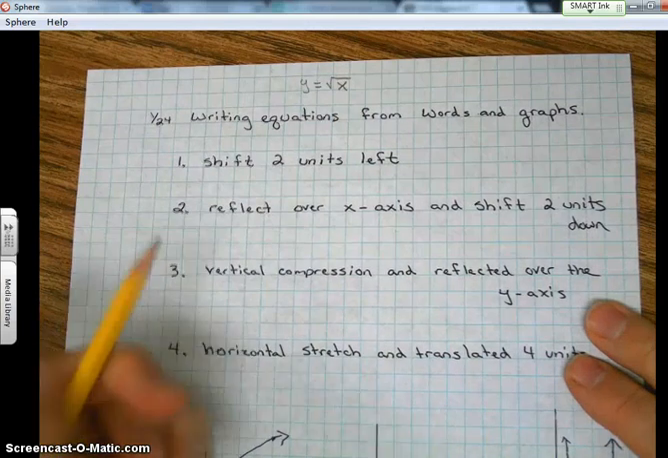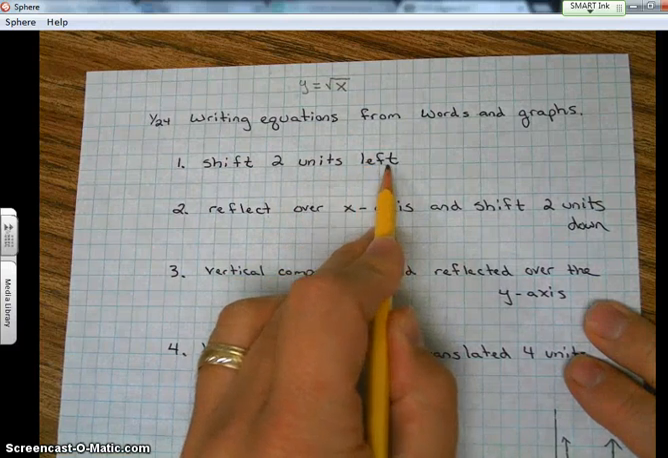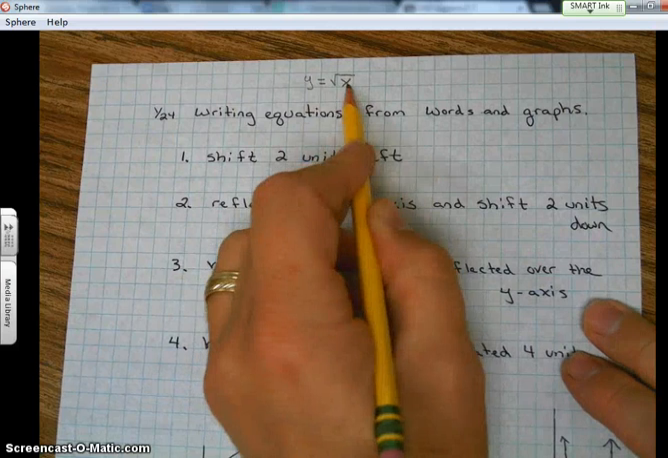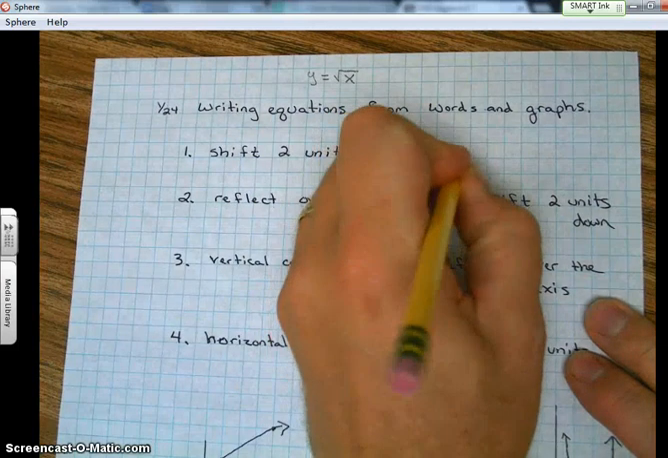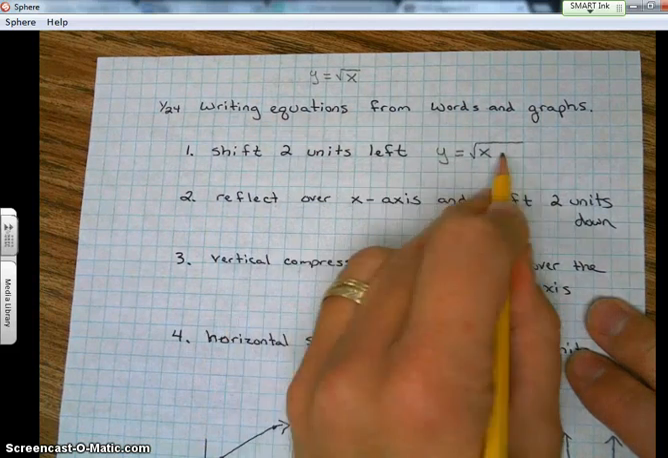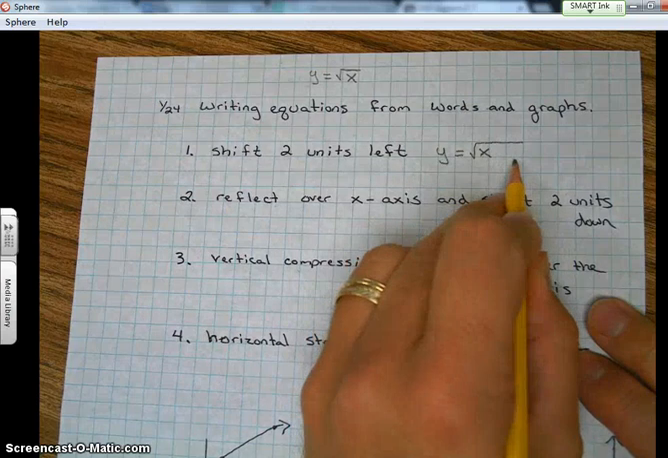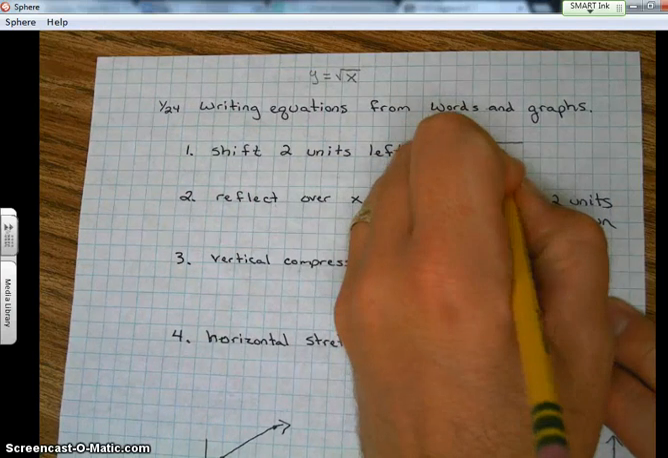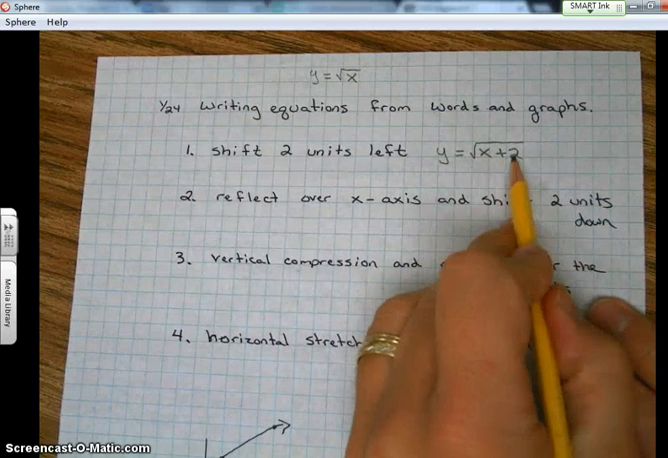So, shift 2 units left. Now, left is horizontal, so that's a clue that the 2 is going to go inside the radical with the x. Now recall that when you're inside the grouping symbol, it is always the opposite of what you think. So 2 to the left is going to be plus 2. This will translate the graph 2 units to the left.